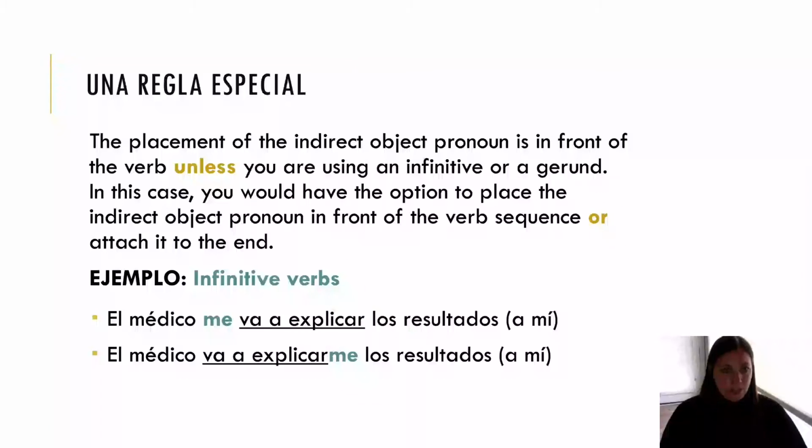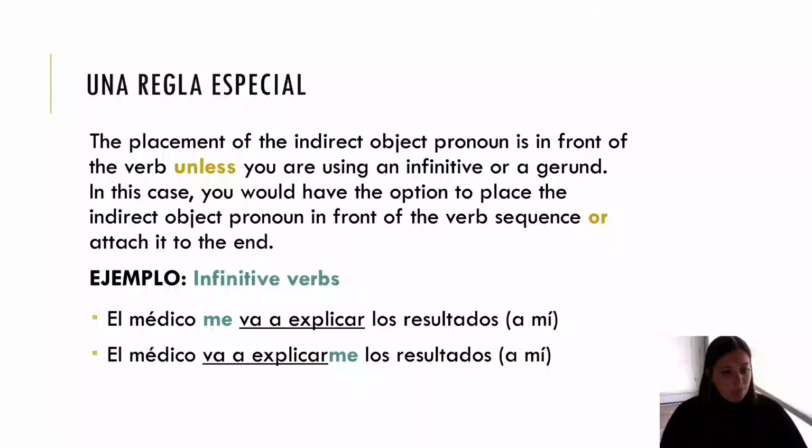Otra vez tenemos una regla especial. The placement of the indirect object pronoun is in front of the verb unless you are using an infinitive or a gerund. In this case, you would have the option to place the indirect object pronoun in front of the verb sequence or attach it to the end, just like we see with direct object pronouns.